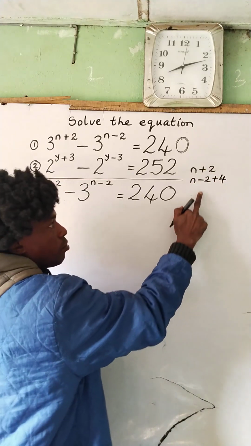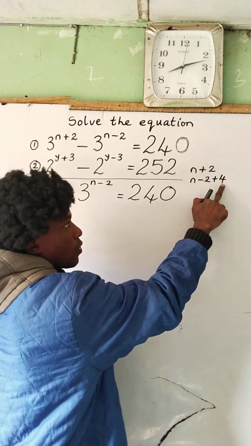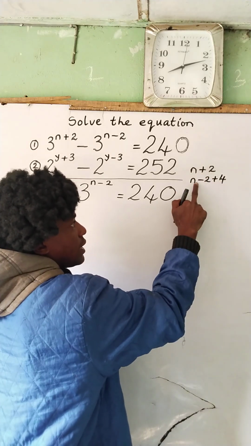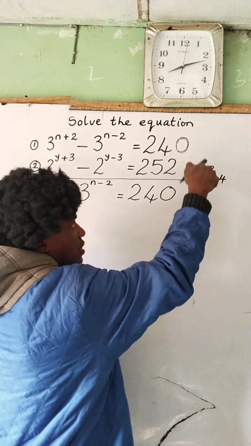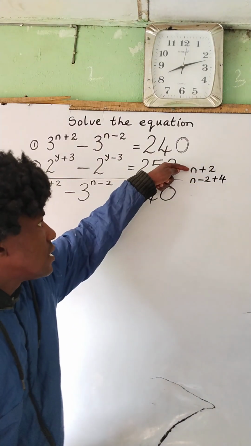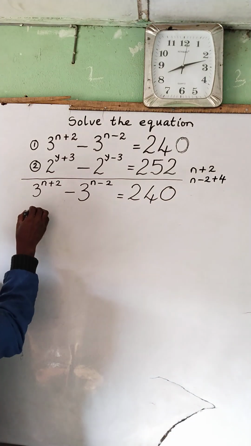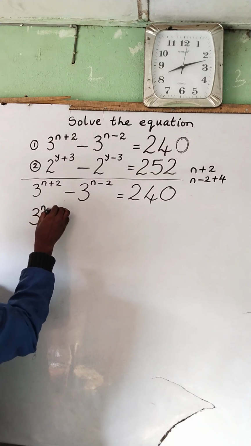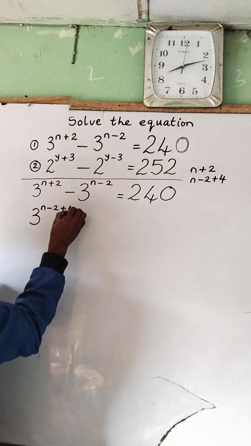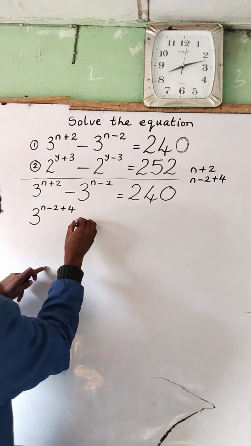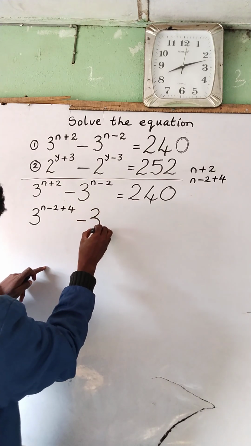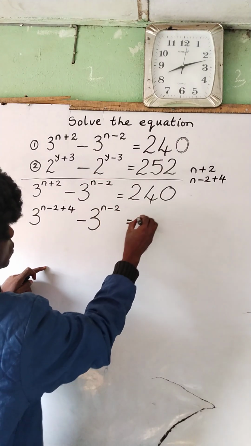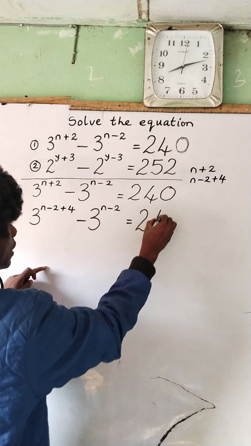These two things are the same because minus 2 plus 4 will still give us what? Plus 2. So what it means is that n plus 2 and n minus 2 plus 4 are the same. So I will replace this with this. So we will now have 3 to power n minus 2 plus 4, then minus 3 to power n minus 2 is equal to 240.